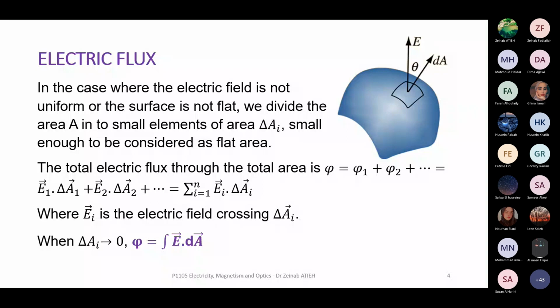And if my area is not flat, what do we do? We use the same formula, but instead of taking all the surface together, we divide our surface into small areas dA. This is a small area. Because the area is very, very small, not like it is drawn here, it is in the size of a small point. So I can say that it can be considered flat, and the electric field crossing this small area will not change.